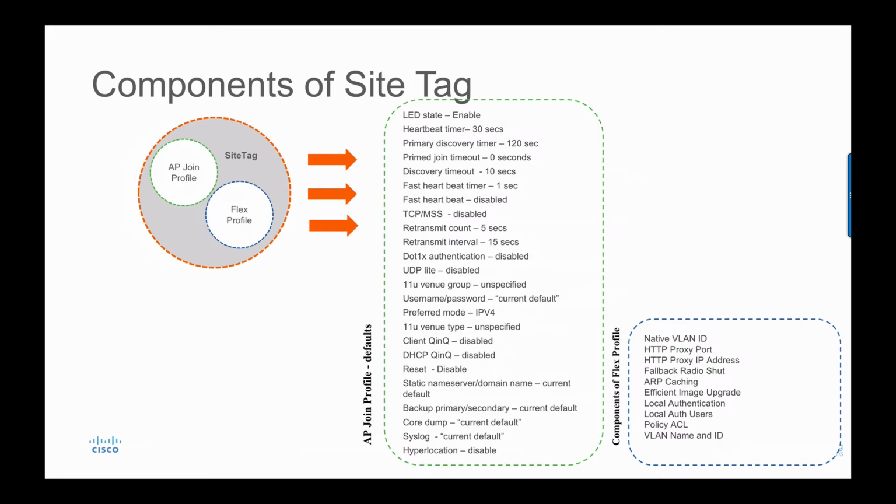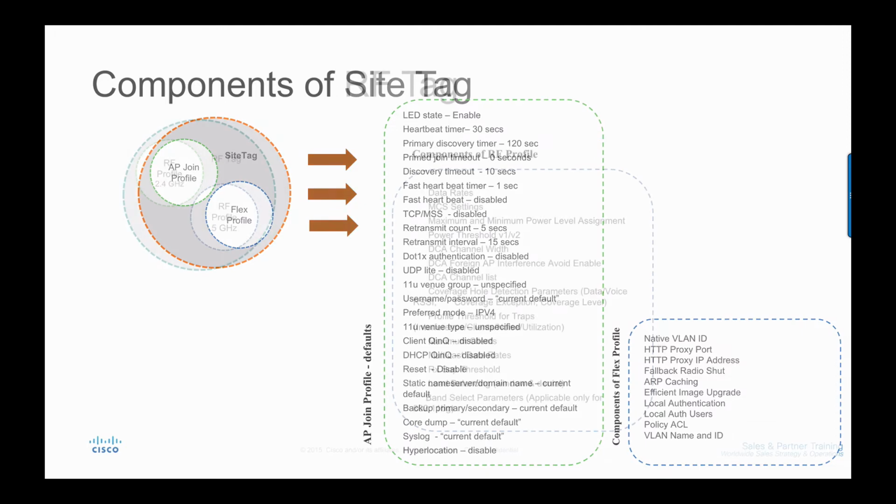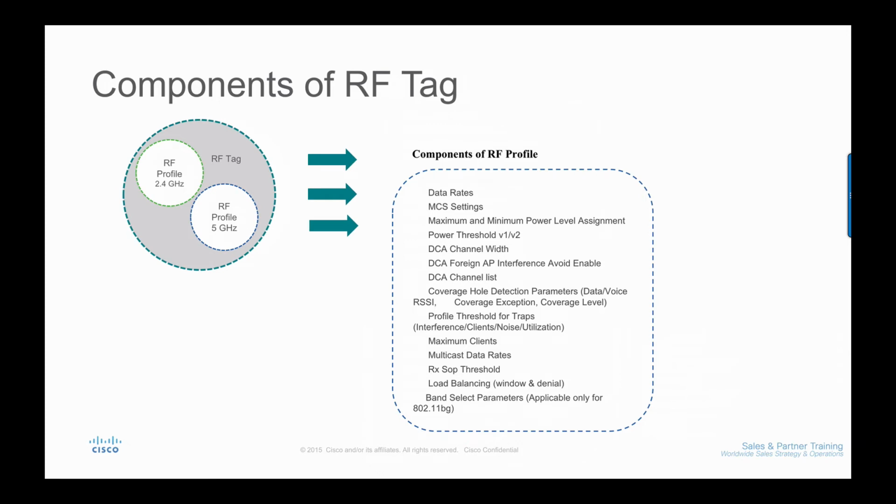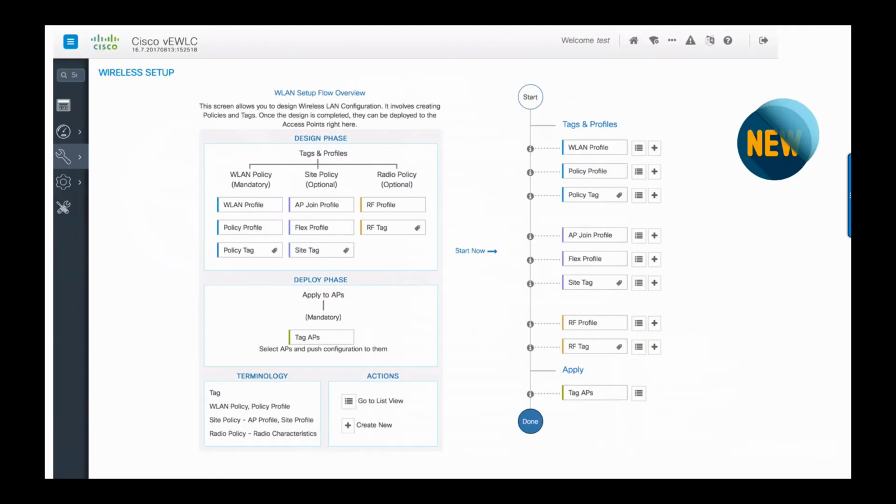The flex profile contains the remote site-specific parameters, for example, the smart AP image upgrade setting, the site-specific radius server information, WLAN name to ID mapping, and so on. The RF profiles constitute the RF-specific configurations such as data rates, MCS settings, power assignment, DCA parameters, and HDX settings. A guided workflow has been created for easy navigation through the steps required to set up the network using eWLC.